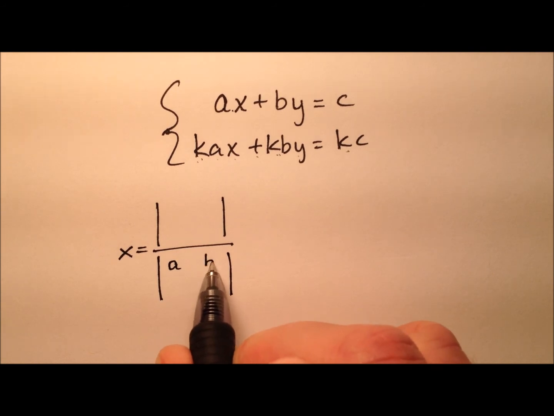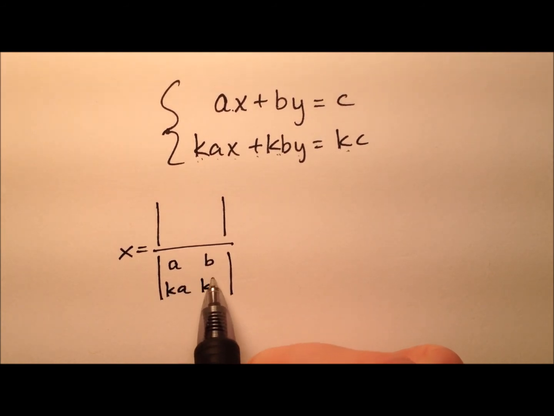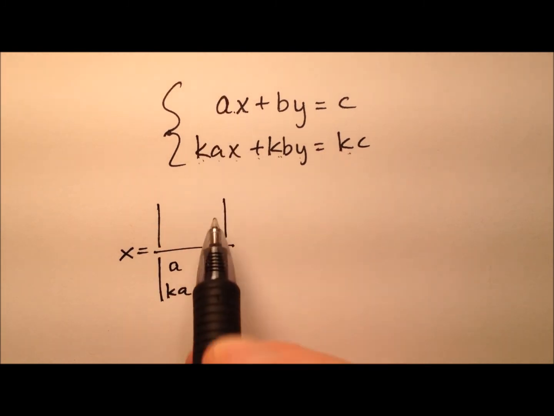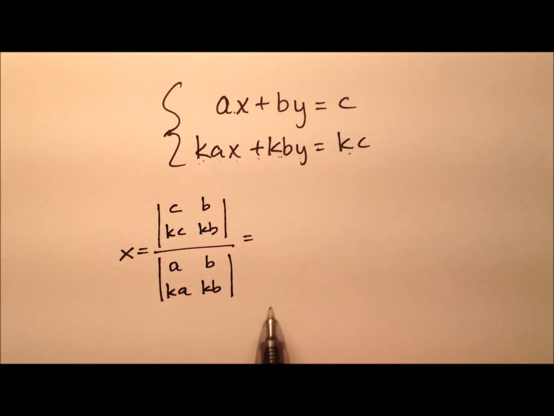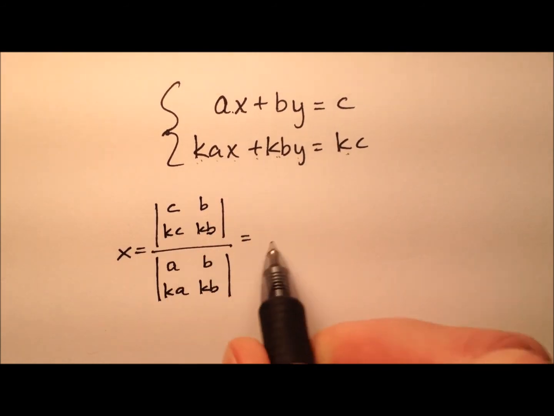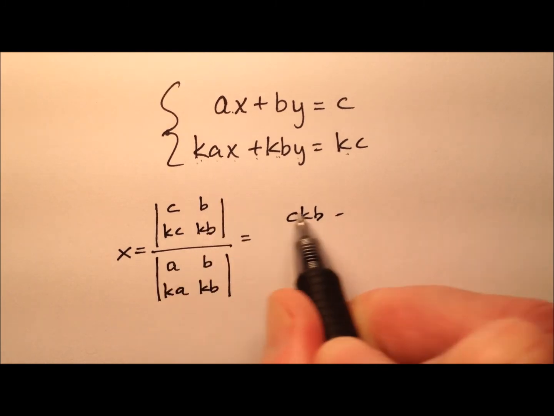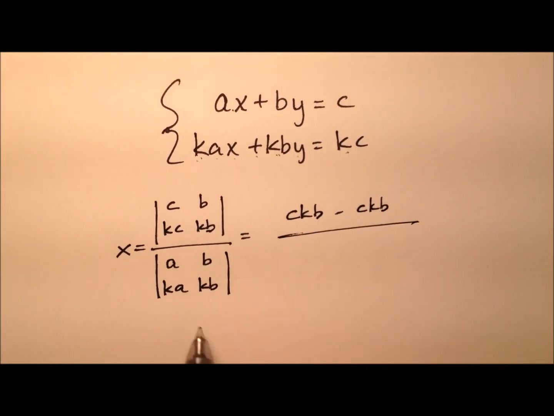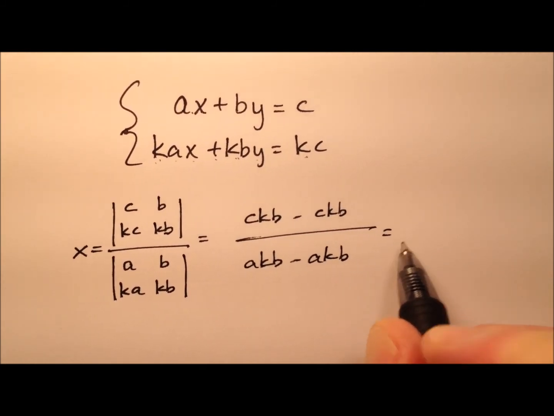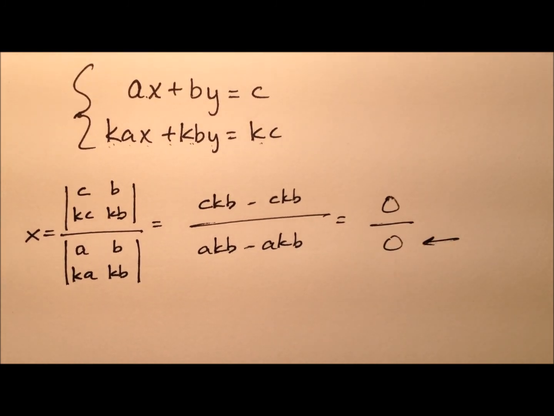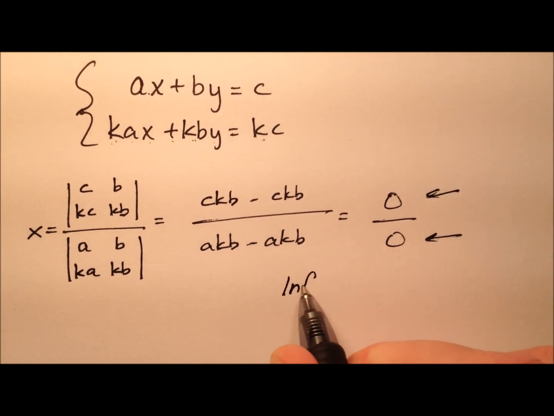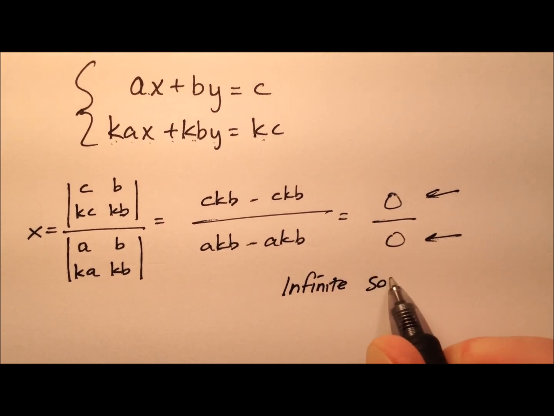So here's our coefficient matrix in the denominator. And for x, we'll replace the x with c and kc. And here's our b and kb. Okay, so here we go. So ckb minus ckb over akb minus akb. So we actually have 0 over 0. So you'll notice it's the division by 0 again, but the numerator is also 0. So this means we're going to have infinite solutions for this system.